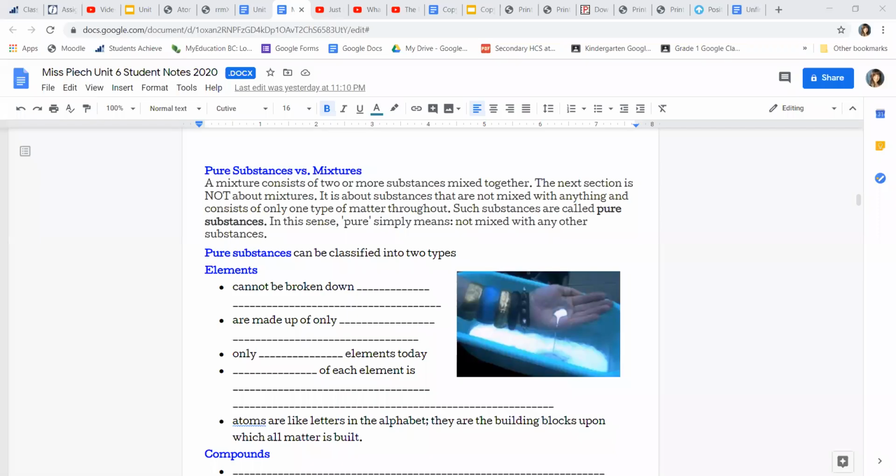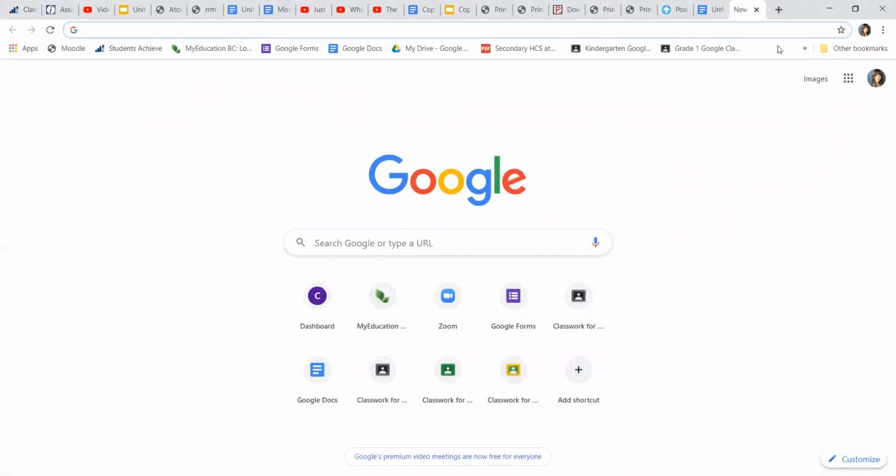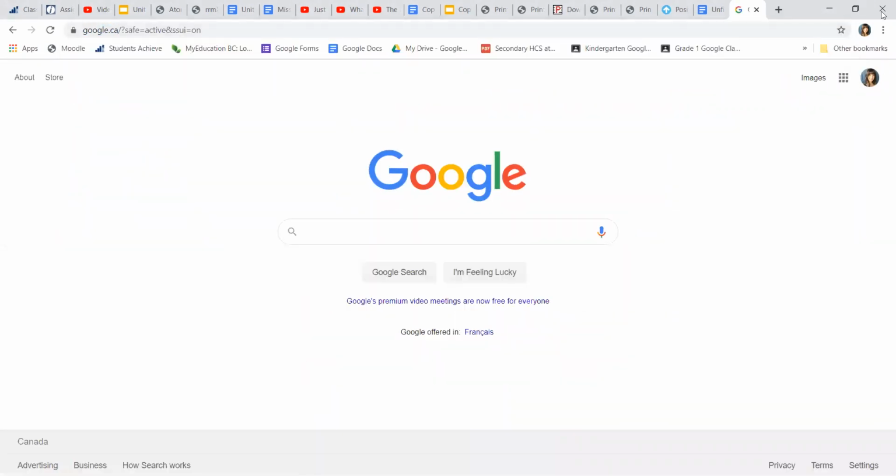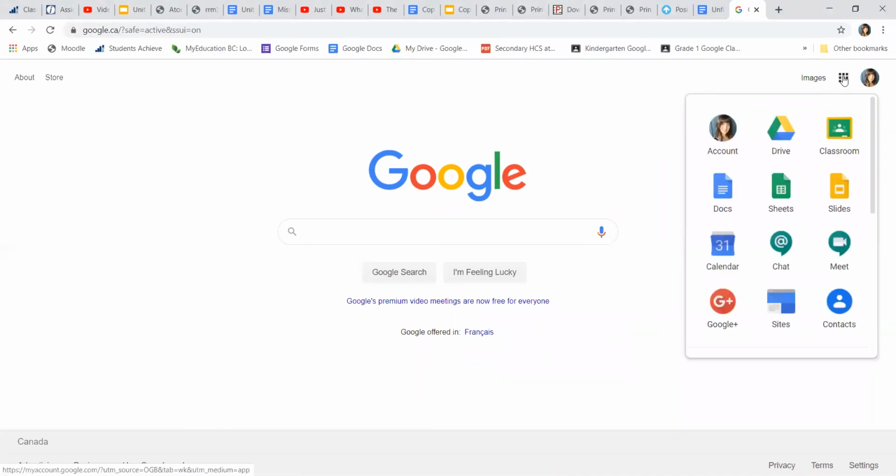So you should be on this page of your notes. Please keep in mind, my best piece of advice to you is, if you are ever trying to find a document, this is what I suggest. Open up a new page on your Google Chrome. If you don't have Google automatically showing up as your first thing there, then just do google.ca and go to this. And then what I would suggest is that instead of going into Docs, go into Drive.